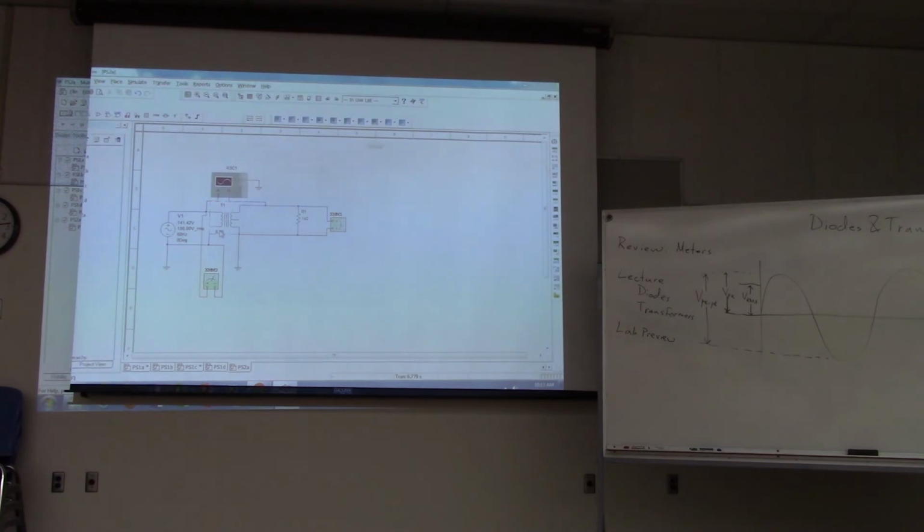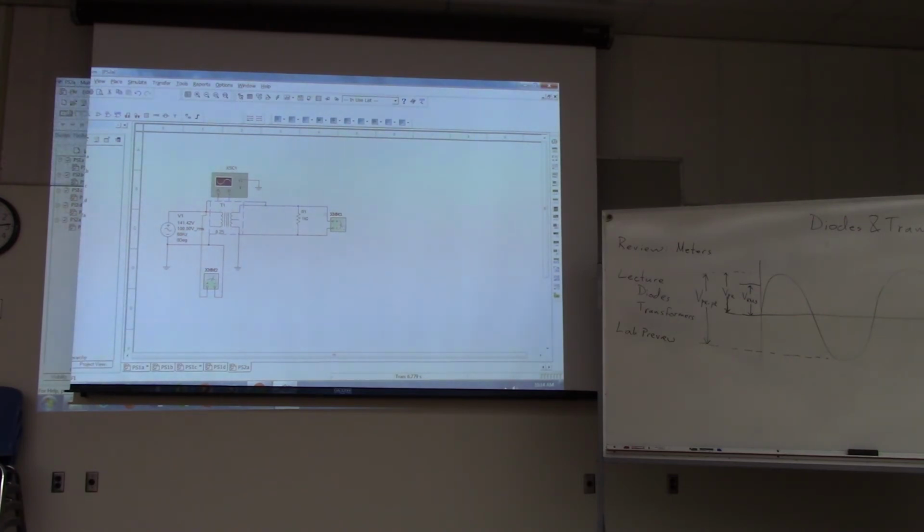This has a turns ratio of 0.25. That's the primary, the secondary turns ratio. So that means that for every one turn on the primary coil, there are 4 turns on the secondary coil. So is that going to be a step up or a step down transformer? Step up, exactly. So if we put in 100 volts, how much voltage do we expect to get out? 400. Yeah, about 400. So let's see.